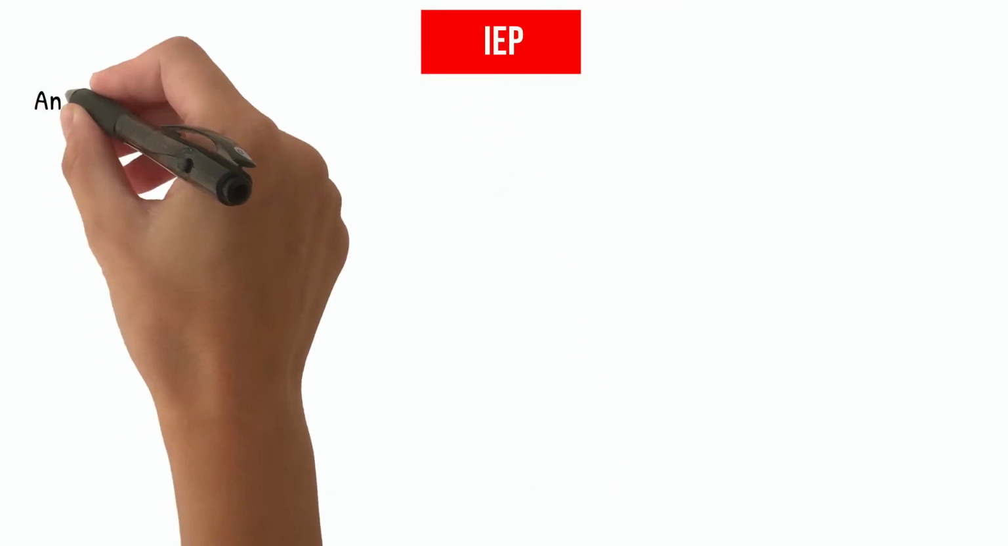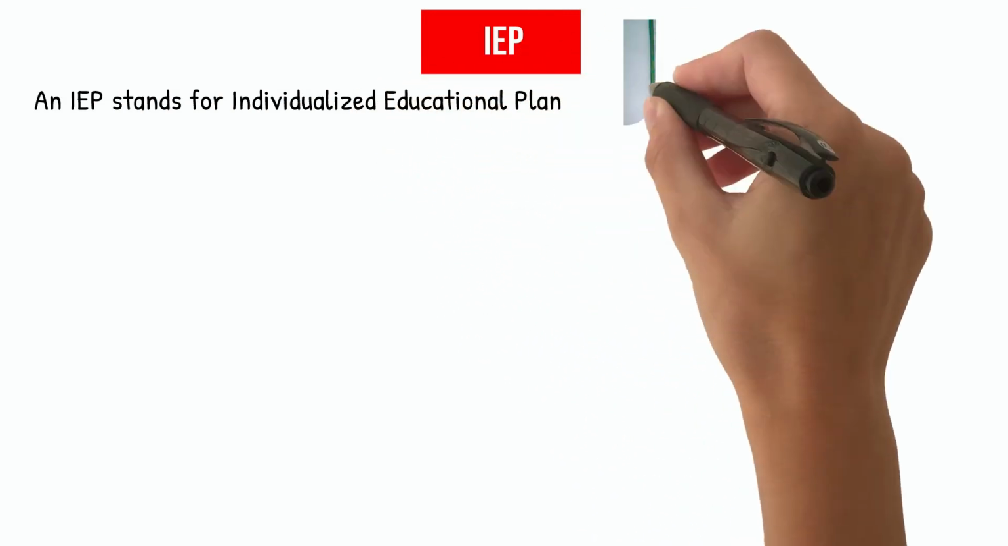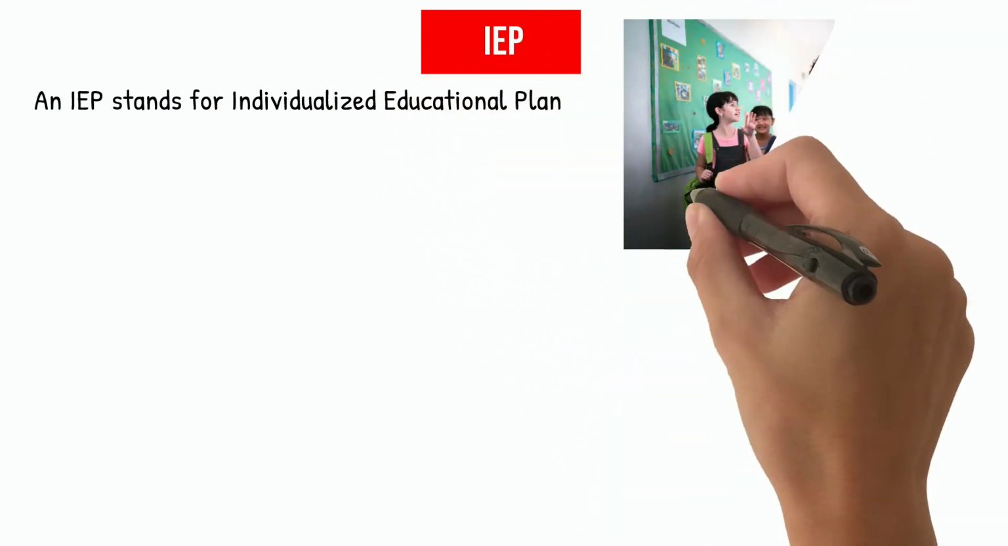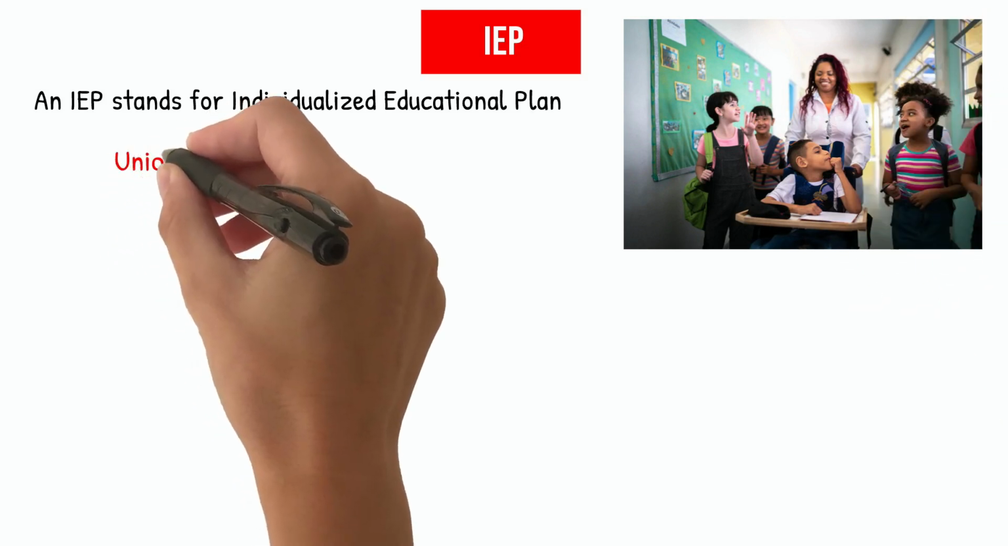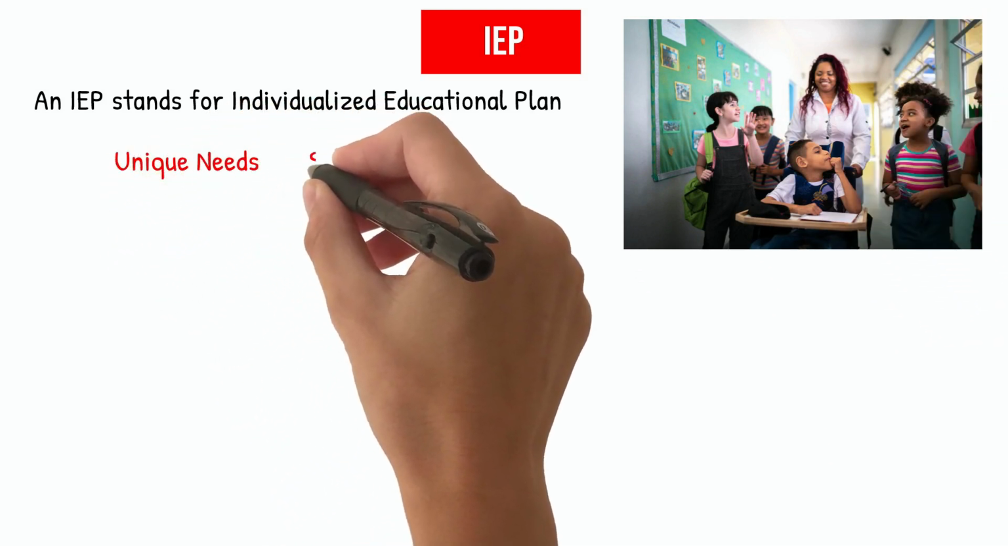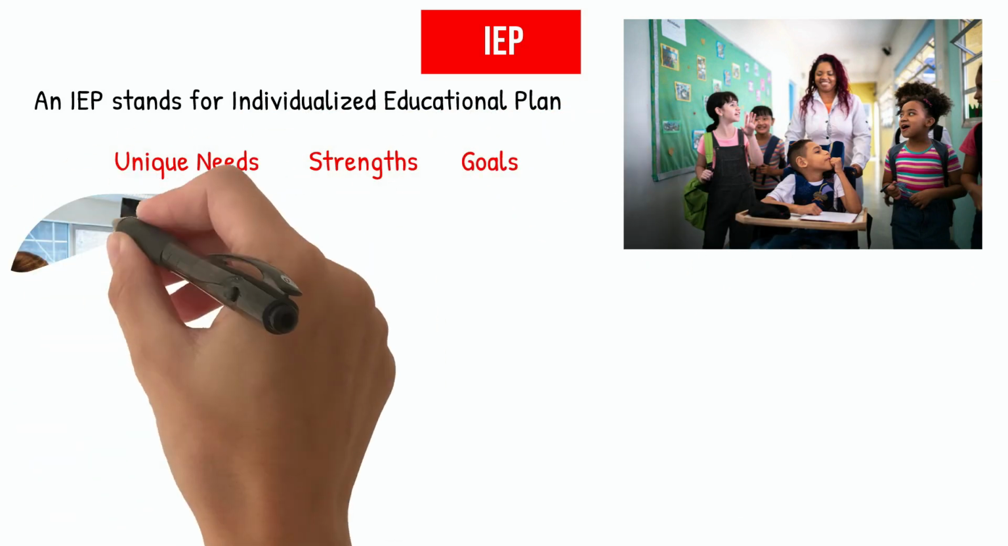IEP. An IEP stands for Individualized Educational Plan. It is a plan created for students with disabilities to help them succeed in school. The plan is tailored to meet each student's unique needs, strengths, and goals. So, what goes into an IEP?